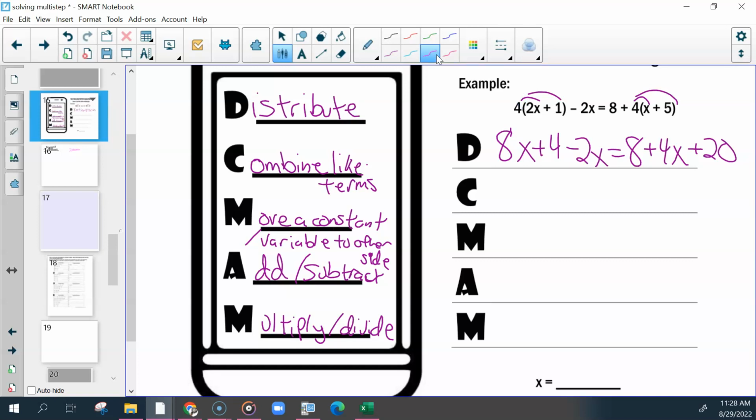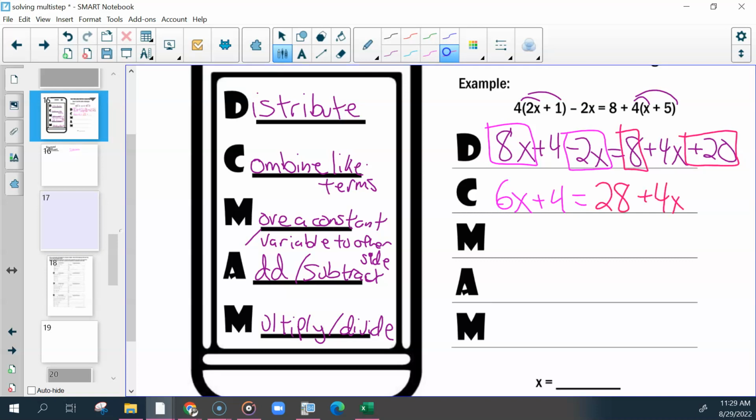Then our combining like terms step is on the same side. So I know we have x's and constants on both sides. We just focus on one at a time. On this left side, I'm just looking for like terms, which would be my 8x and my negative 2x. So I could combine those to get 6x. On the right side, our like terms are just our constants, 8 and 28. So that would give us 28 plus 4x.